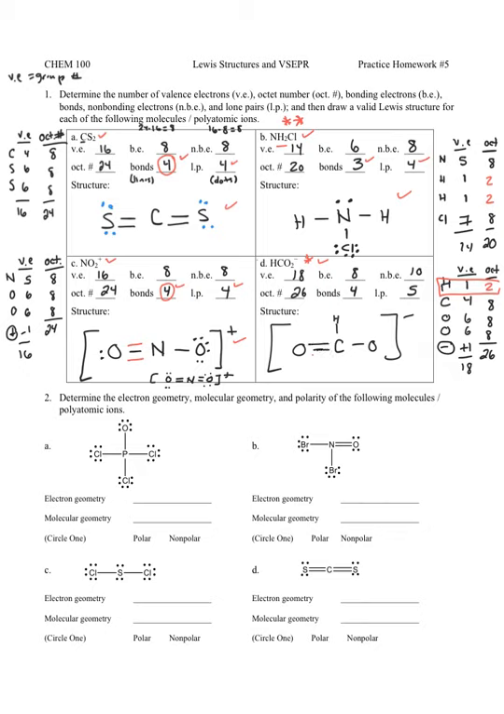Now, I need 5 lone pairs. Carbon's got its 4 bonds. The hydrogen never gets lone pairs, so this oxygen with 2 bonds needs 2 lone pairs. This oxygen with 1 bond needs 3 lone pairs. So there's my 5 lone pairs. Everything's got the proper number of electrons. There are my Lewis structures. All right, let's look down at the bottom.